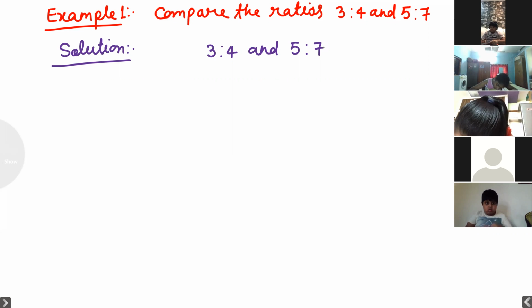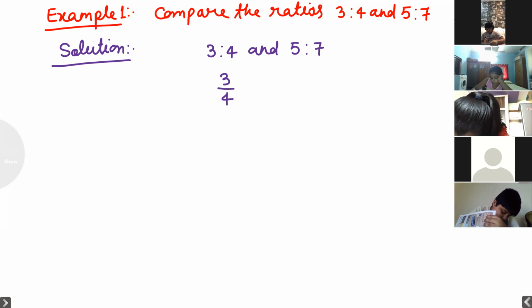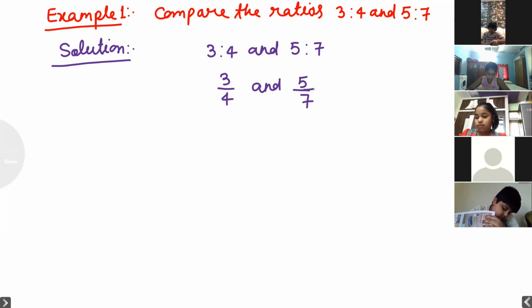What is the first step, student? I want to express this ratio as a fraction. 3 is to 4, I will write 3 by 4, and 5 is to 7, I will write 5 by 7. First step completed. What is the second step? Cross multiplication.